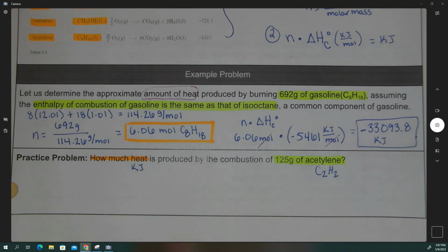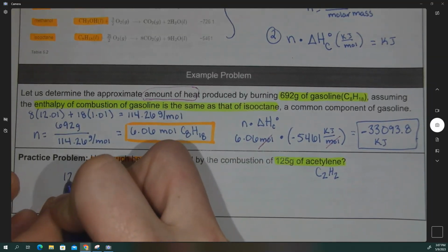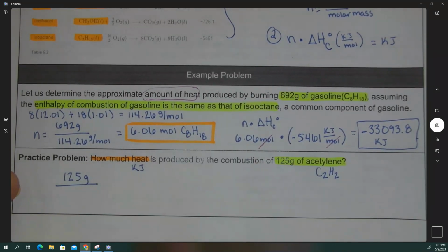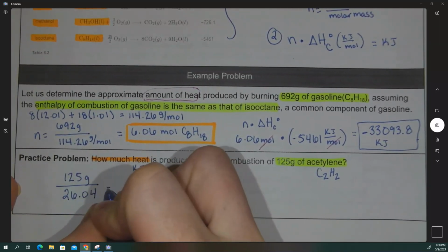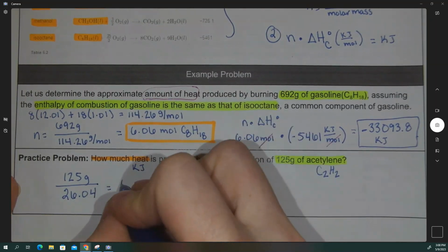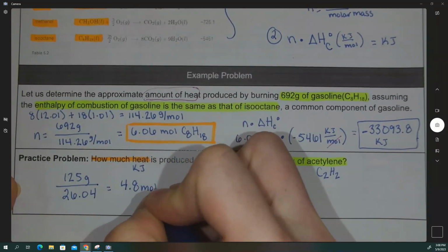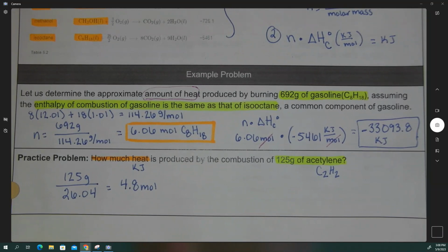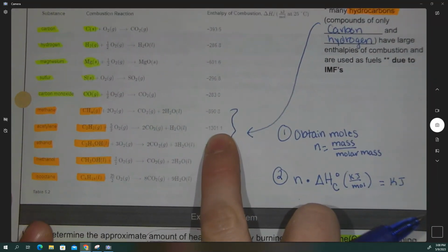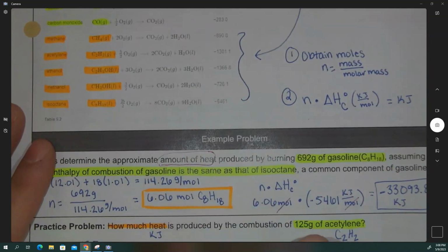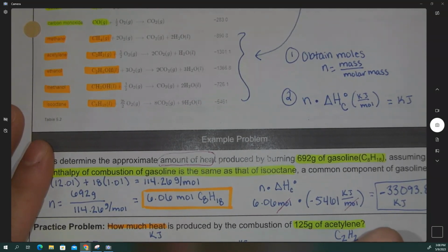Okay. So next, for this one, we're going to take our 125 grams of acetylene and divide by the molar mass of acetylene, which ends up being 26.04. And that ends up giving us 4.8 moles. We're going to take our 4.8 moles and multiply it times the enthalpy of combustion for acetylene, which ends up being negative 1,301.1. And that unit, remember, is kilojoules per mole.